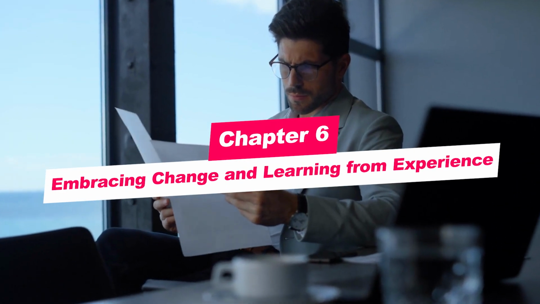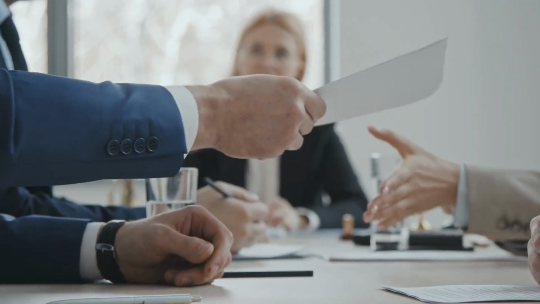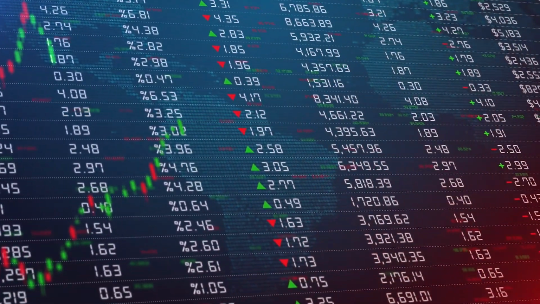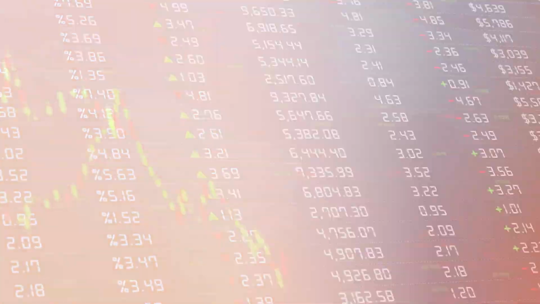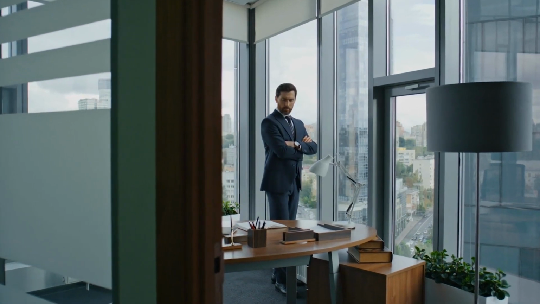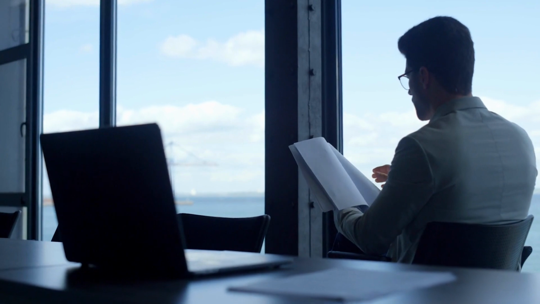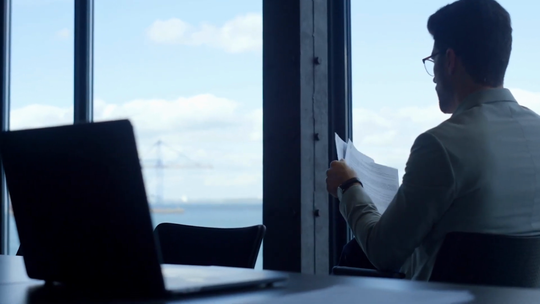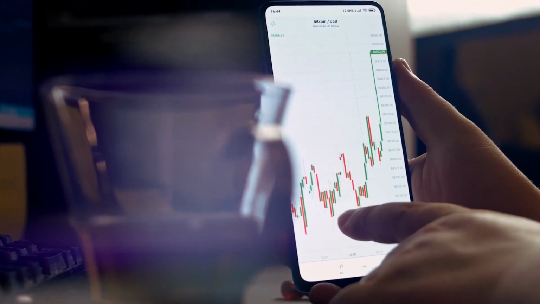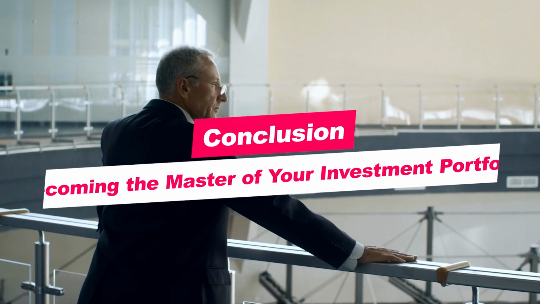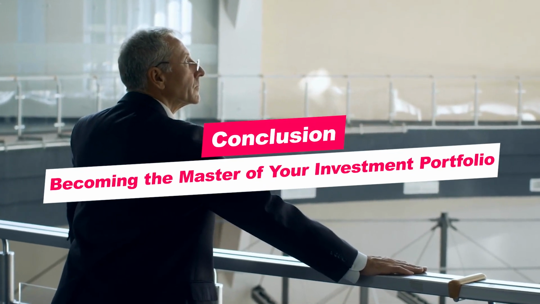Chapter 6. Embracing change and learning from experience. As you continue on your investment journey, don't be afraid to learn from your experiences and adapt your strategies accordingly. Market conditions and investment opportunities will change over time, and having the ability to recognize these changes and adjust your portfolio is a valuable skill. Keep an open mind, be willing to learn from both successes and failures, and use that knowledge to continually improve your investment strategies.